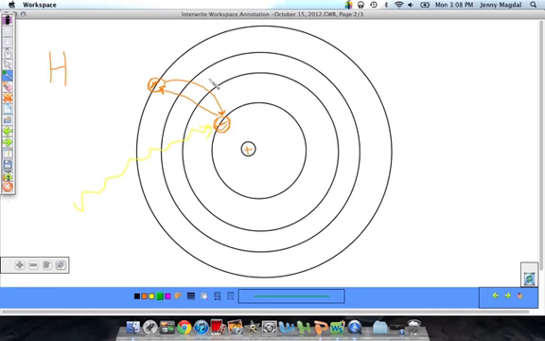What it's going to do as it does that is release energy in the form of a photon. Okay, it's going to release some light in a way that we're able to see. We're going to be doing that in lab next week, exciting some electrons and then seeing what happens as a result.